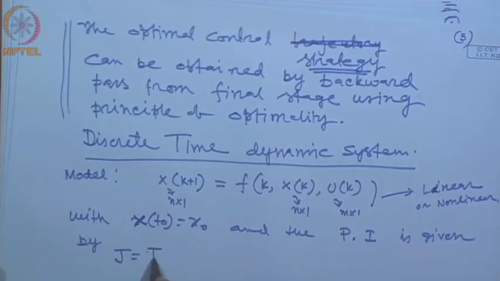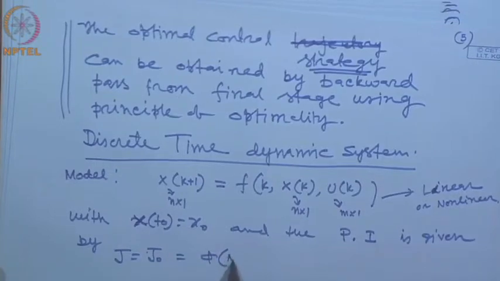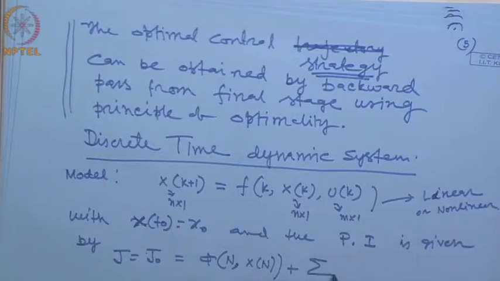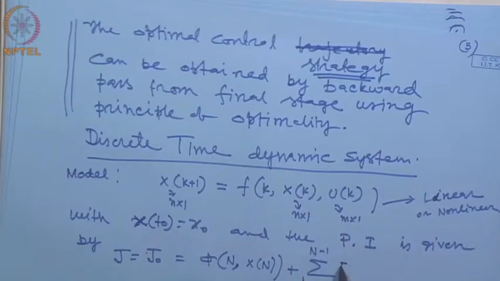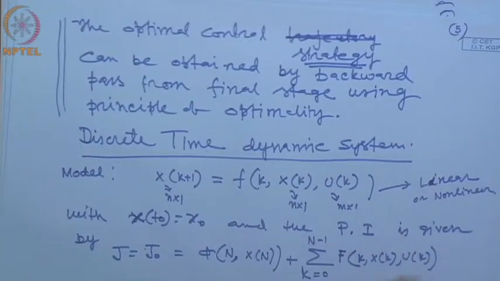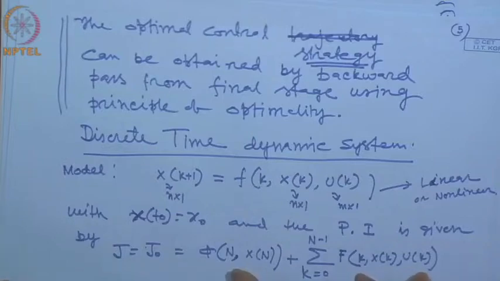J is equal to phi n of capital X of n, plus summation from small k equal to 0 to n minus 1 of F of k, x k and u k. This capital F is the performance index, which in general may be quadratic form or any form. So, our job is to find a control law u in such a way so that J is minimized, agree? And correspondingly, the optimal trajectory of the state we can obtain.